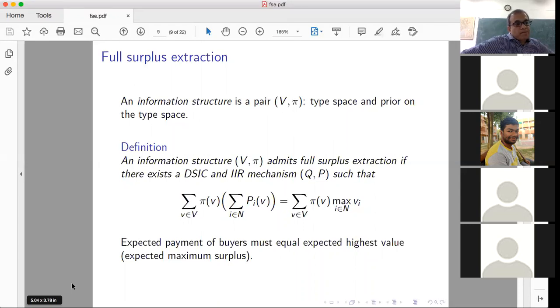Is it possible that we can extract more? Yes. Remember that we are not imposing ex post IR. So we can extract more at high probability sets and less at other sets.